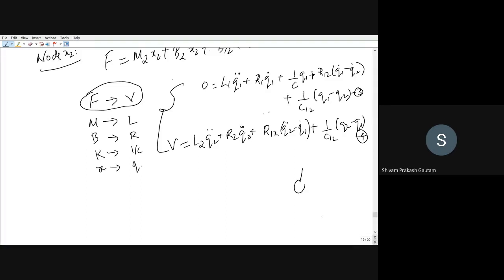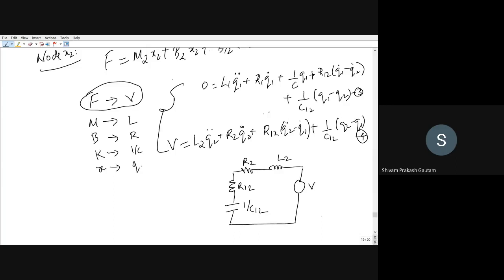So let me connect a voltage source here. You can see Q2 is only multiplied by L2, so I can connect L2 here. R2 is only connected with Q2, so I can write R2 here. R12 is common between both the loops, so let it be R12. And C12 is also common between both loops, so I can write 1 by C12. This is my first loop.